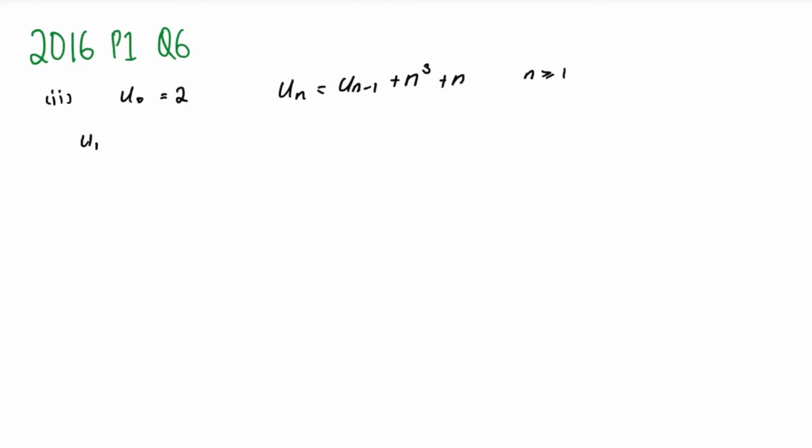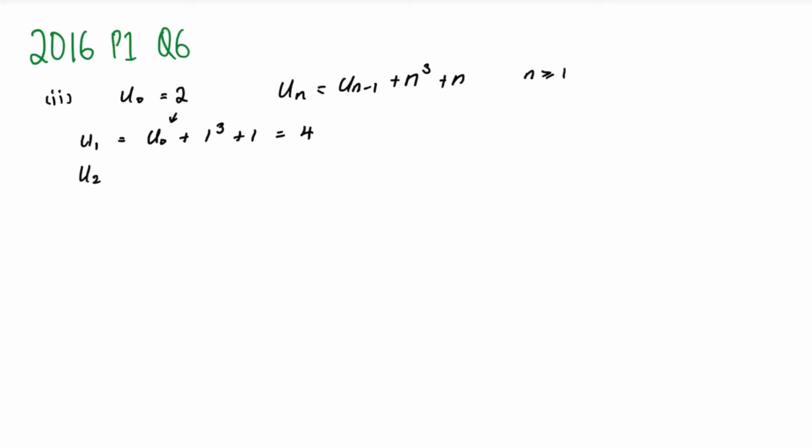So u1 is very simple. Sub in n equals 1. So u1 is when n equals 1, you get u0 plus 1 cubed plus 1. Apologize if you can hear some knocking in the background, it's people doing construction where I'm staying. So this will give you a value of 4, because u0 is very simply 2.